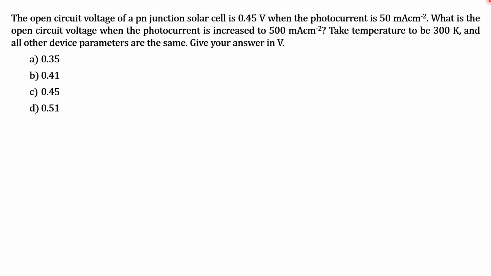So next is, the open circuit voltage of a PN junction solar cell is 0.45 volt when the photocurrent is 50 milliamps per centimeter square. What is the open circuit voltage when the photocurrent is increased to 500? Take the temperature to be 300 Kelvin, all the other device parameters remaining the same. And you have to give your answer in volts.